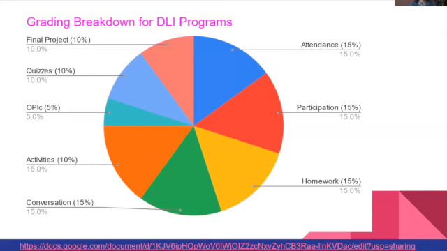Participation has to do with, are they engaging? Are they answering questions? Are they active in the class? That's 15% of the grade. And then conversation sessions, that's just your one-on-one conversation time with students. Again, it really has more to do with whether they show up and they try. Activities, that's the cultural activities. I think it says 10%, but it should be 15%. So just, again, showing up and trying in the cultural activities.